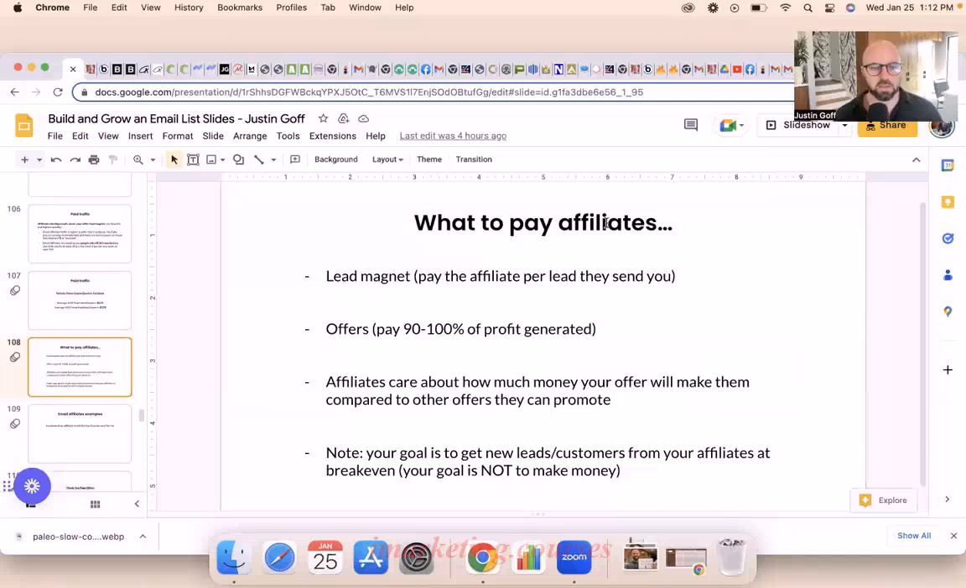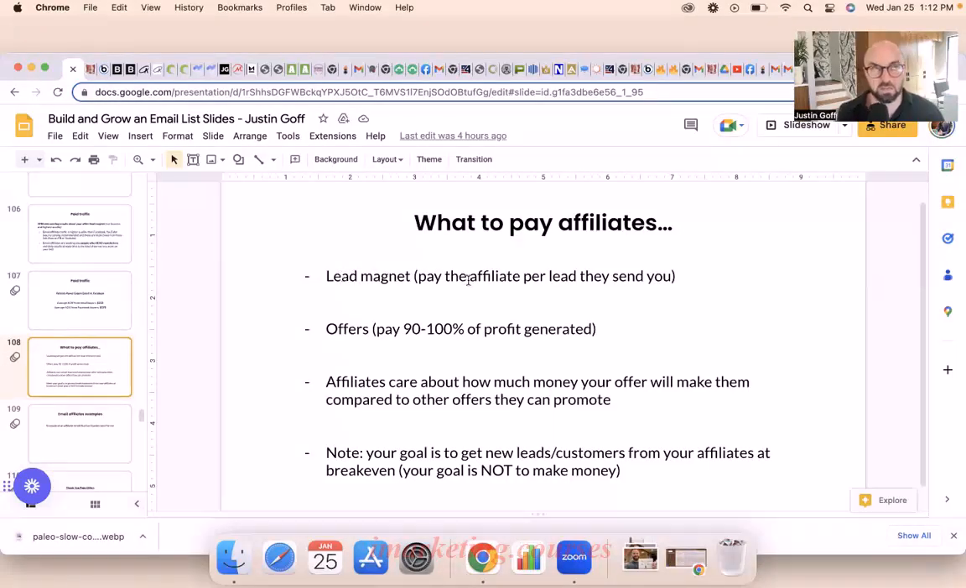One thing to keep in mind when it comes to paying affiliates. If you're going to pay affiliates to mail for your lead magnet or mail for your offer, here's kind of how I do it. When I do a lead magnet, I'll pay the affiliate per the lead that they send me. So when Kim or Ian or Rich Sheffrin or whoever promotes my email list, I usually pay them per lead for however many people they send me.